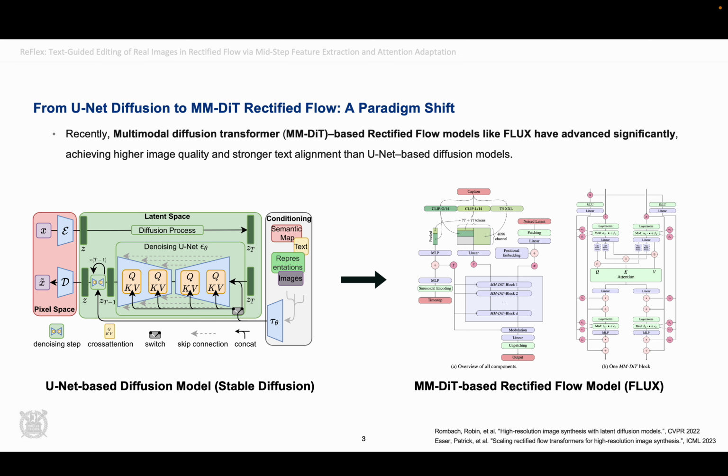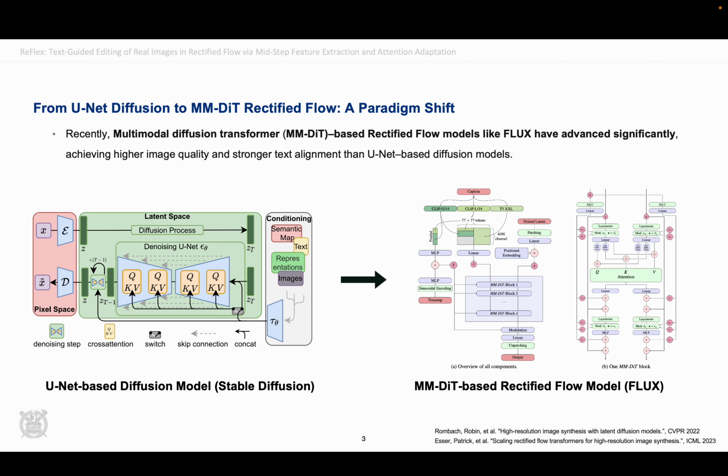However, recent high-performing text-to-image models have moved away from the traditional UNet architecture and instead adopted a new design called the Multimodal Diffusion Transformer, or MMDiT. This architectural shift makes it challenging to directly apply previous image editing methods to these new models.